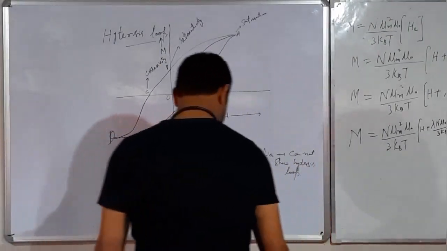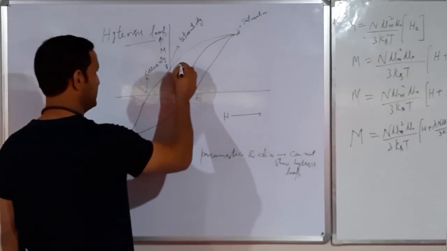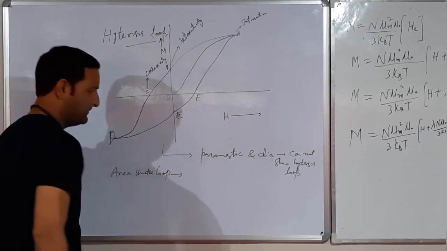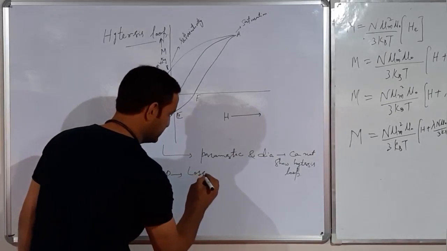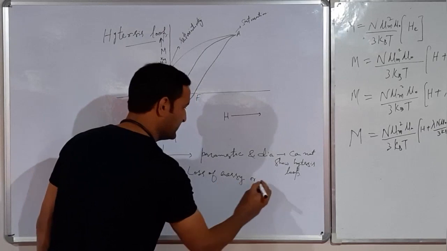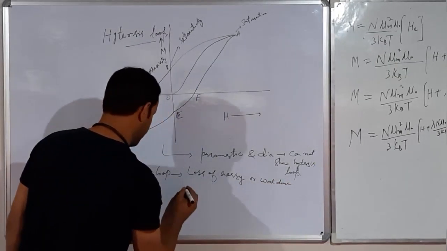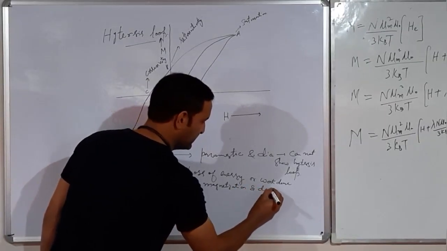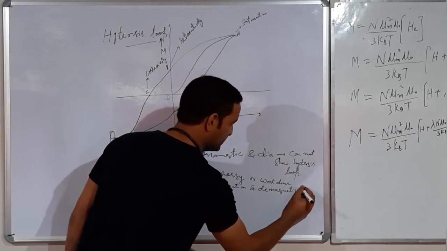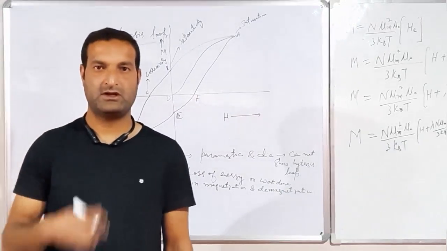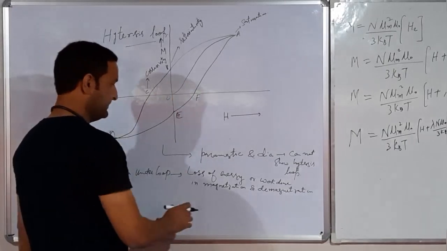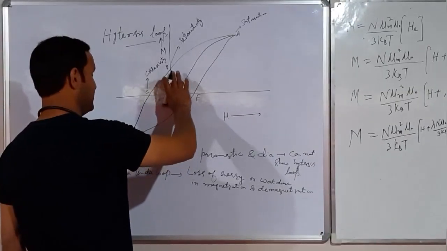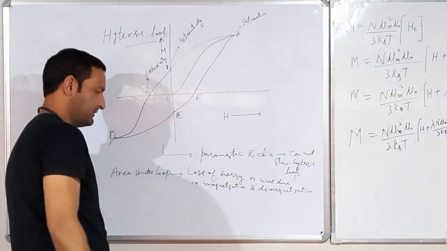And the area under this loop will give us the loss of energy, or we can say the work done in magnetization and demagnetization. This will give us the amount of energy or the amount of work done. So the area under this loop will give us the loss of energy, or we can say the work done.